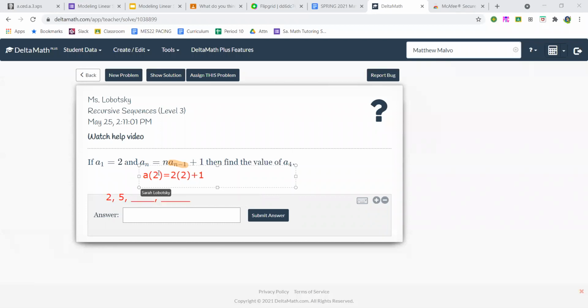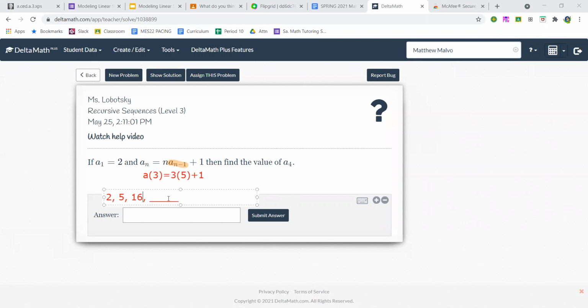So let's change this. So now let's find the third one. So n is 3. So this is going to be a 3. My previous term to my third term is 5. And I'm going to add 1. So that's 15 plus 1, or 16.